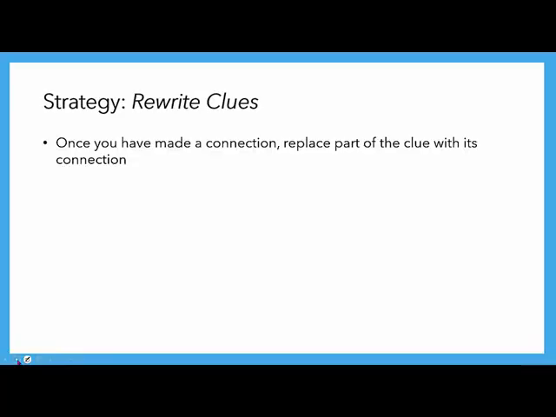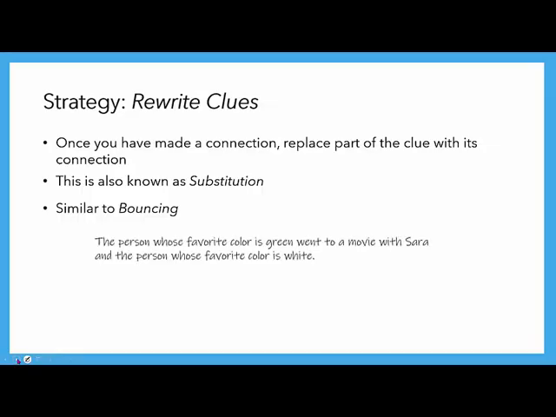Okay, another strategy is to rewrite the clues. So if you make a connection, you could always replace it with a connection that you know. So we call that substitution a lot of times, and it's very similar to bouncing. Sometimes it's exactly the same, sometimes it's not. So that's why I say it's similar.